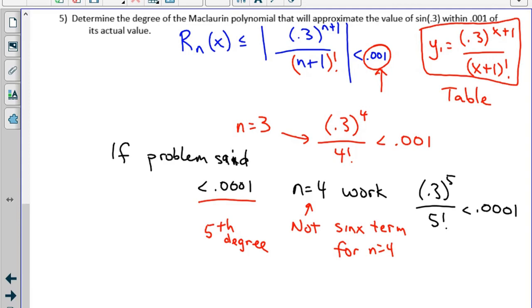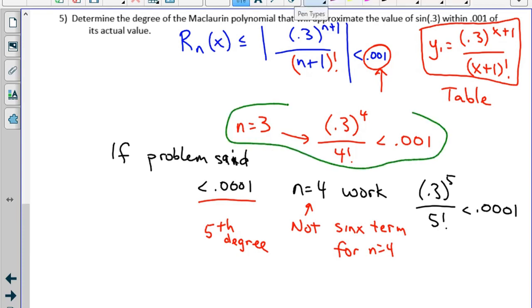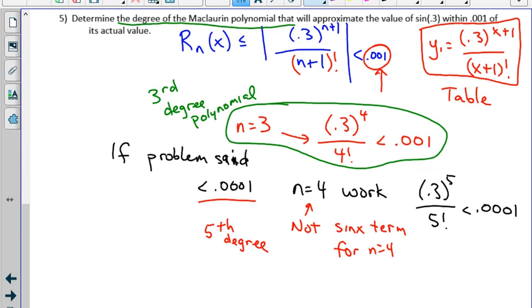So you would need to go to the next term after that in order to get under the error that it wants. So for the problem that we actually got, since n equals 3 works, I can report the answer of a 3rd degree polynomial. And that would be the degree of the Maclaurin polynomial that would approximate that within 0.001 of its actual value.